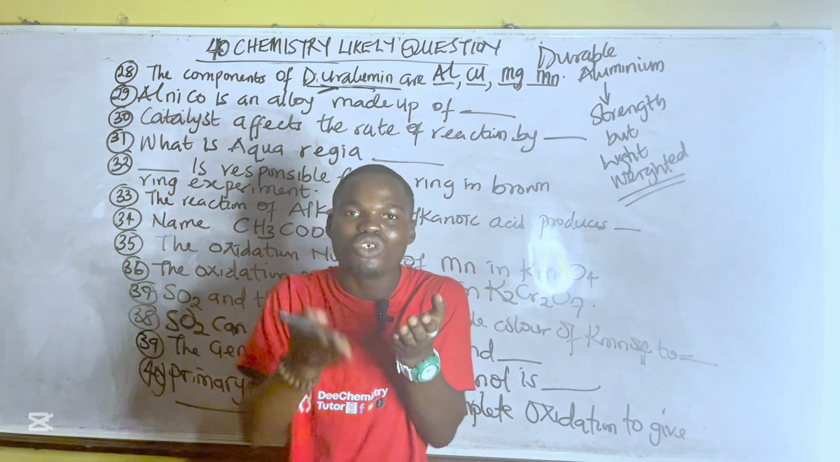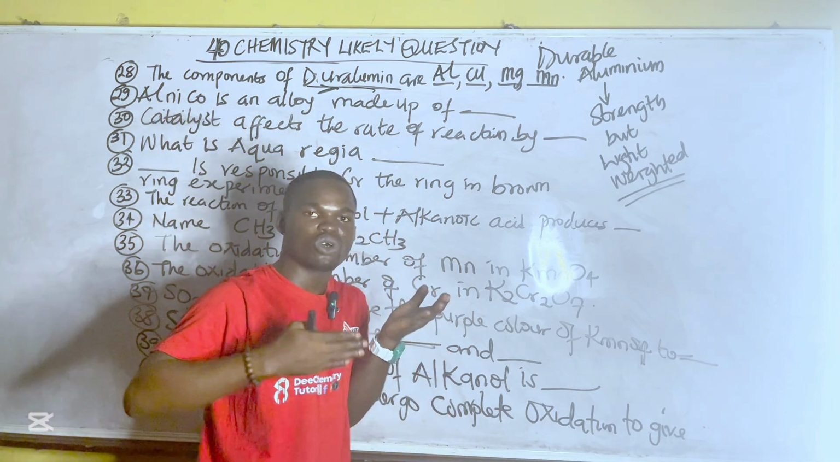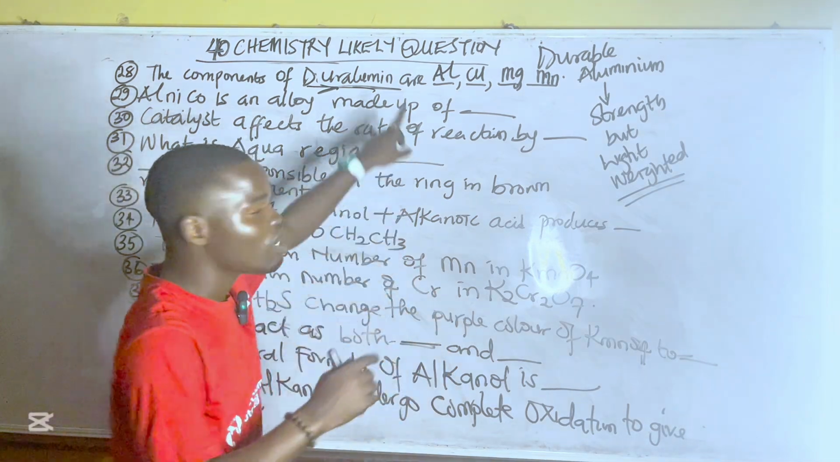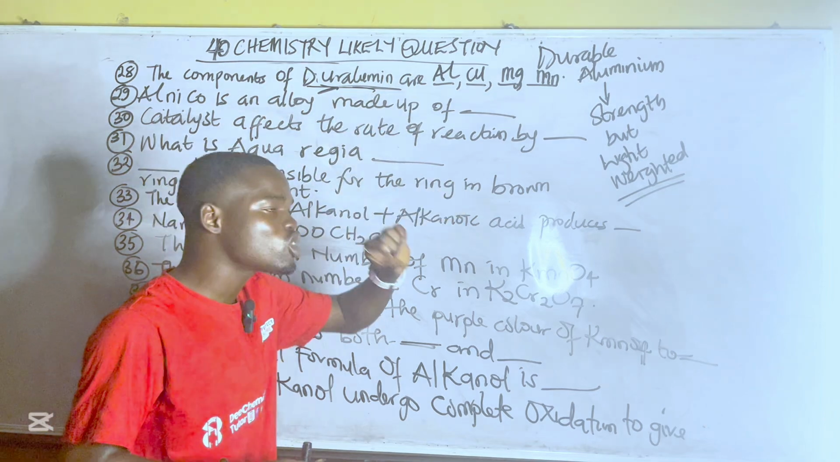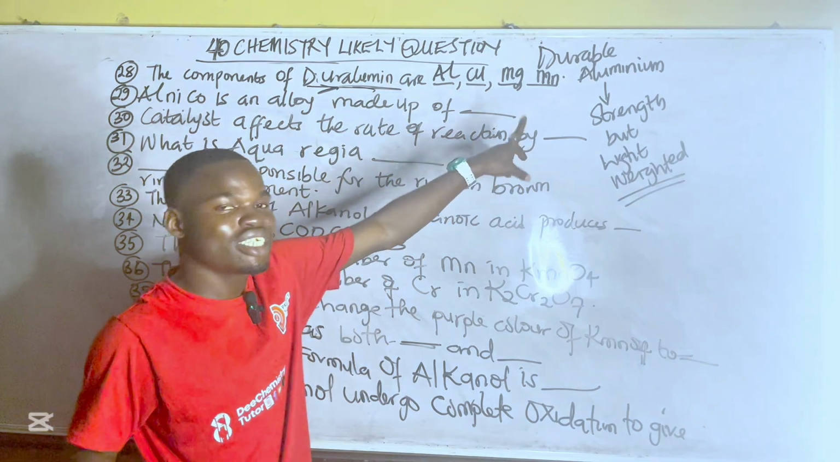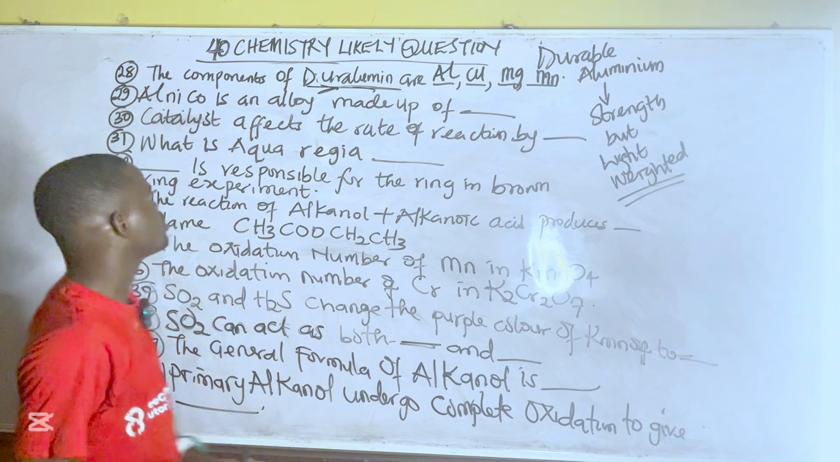So it can be used in aerospace constructions. Okay, that is what you have to understand. It's a JAMB question. Duralumin is used in aerospace construction or aircraft construction because dash, the strength is high and light weighted. Take note of that.